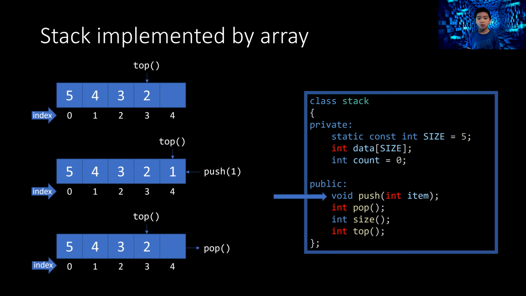The pop function doesn't need any parameters, but it will remove and return the element from the top of the stack. The size function returns the number of elements in the stack. The top function returns the element from the top of the stack without removing it. Please note that the stack class can only handle integer data types, as highlighted in red.